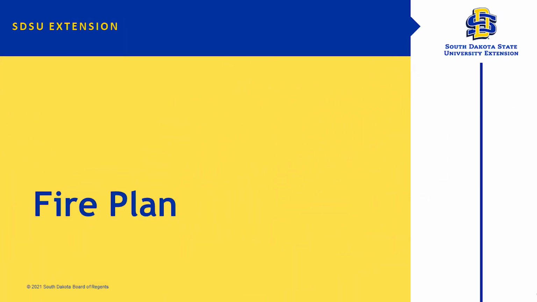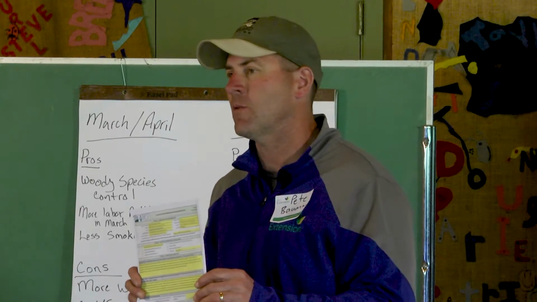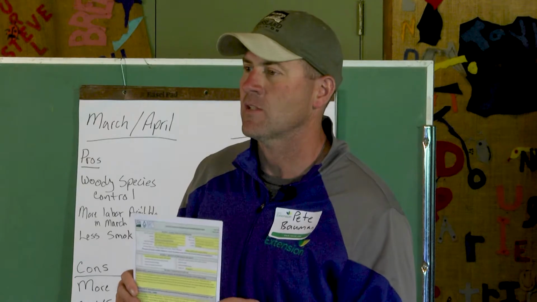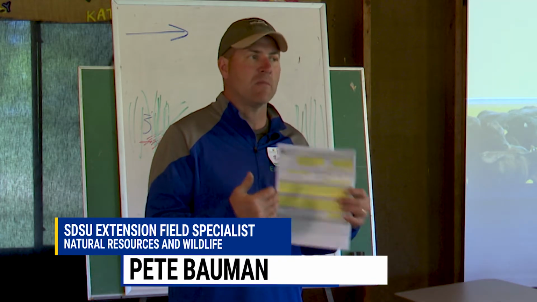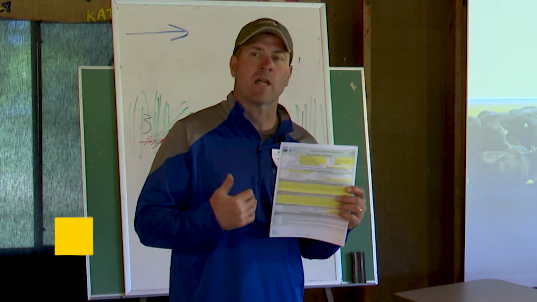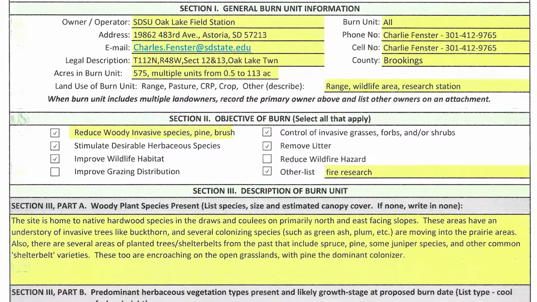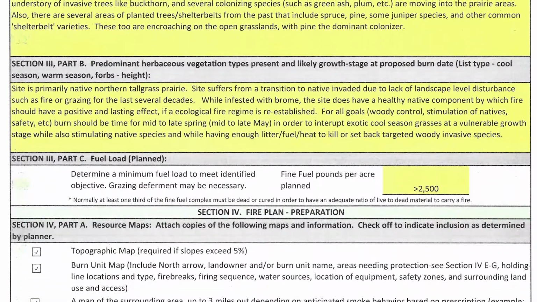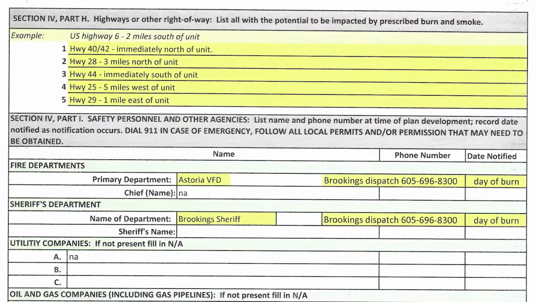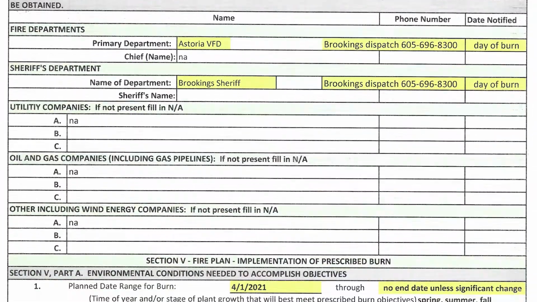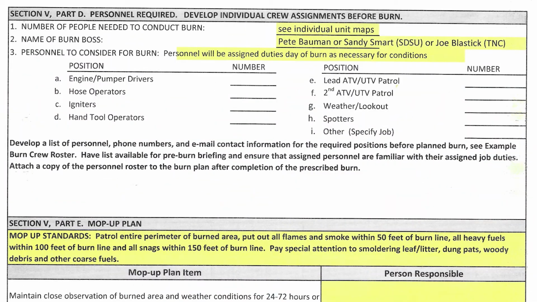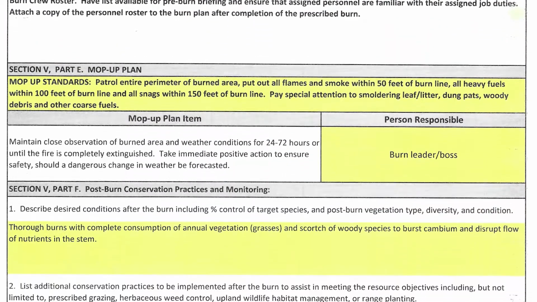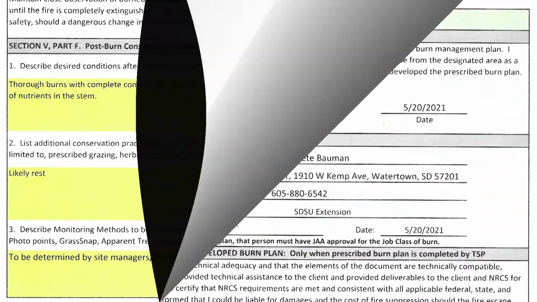All of what we just talked about comes together in fire planning. This is the fire plan that is written for Oak Lake Field Station that I wrote last week. I'm not going to go through everything verbatim in here, but what it does is outline all of what we have been talking about: location, communication, emergency response, how we're going to light the fire, where we're going to light fires, who's in charge, what we need for resources, on and on.